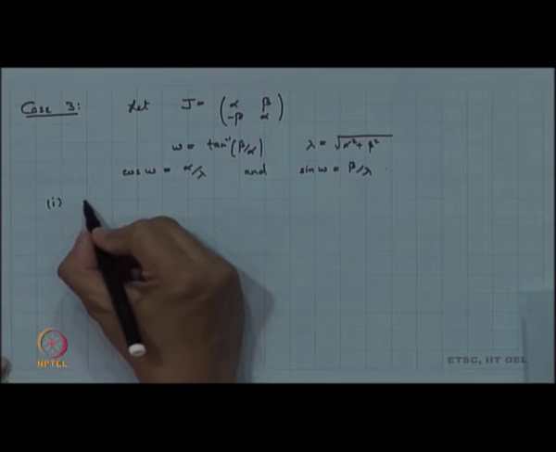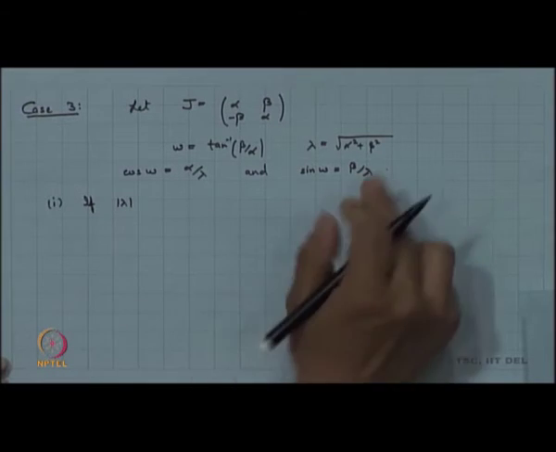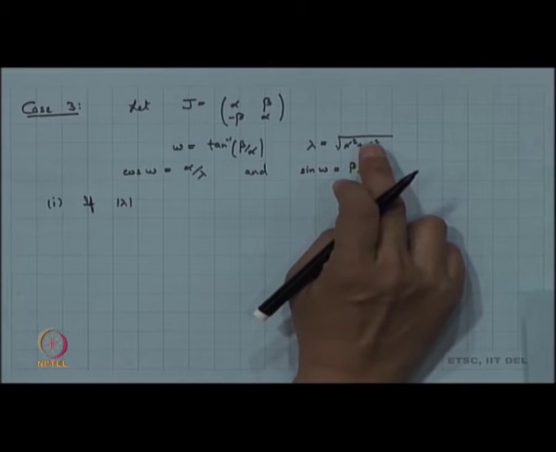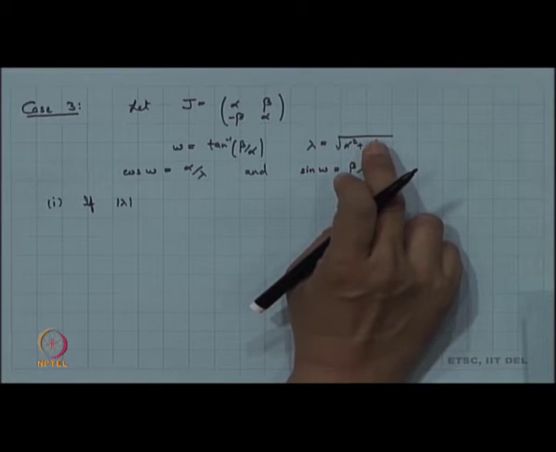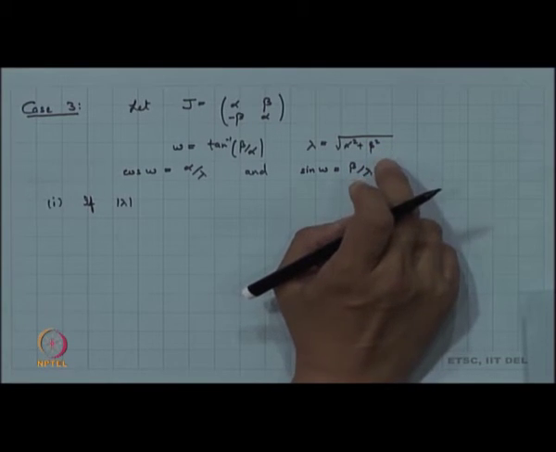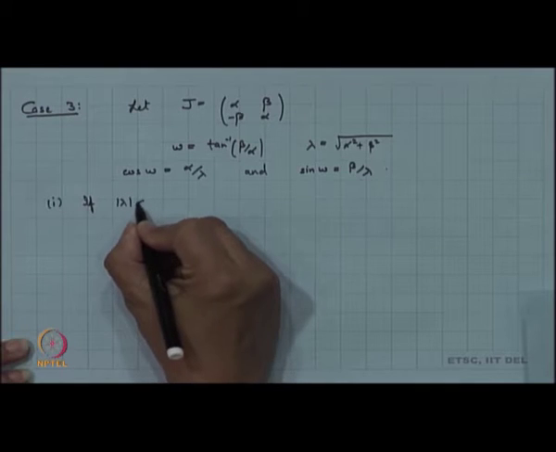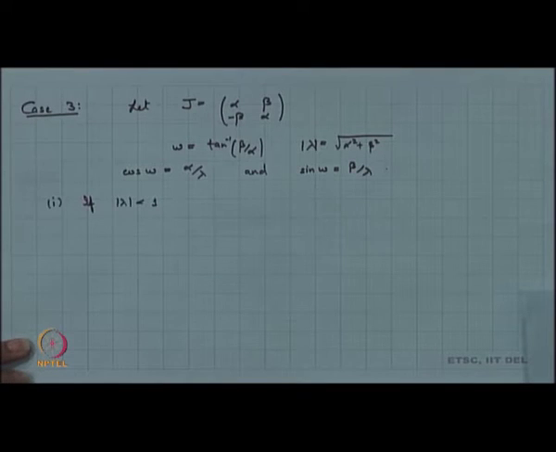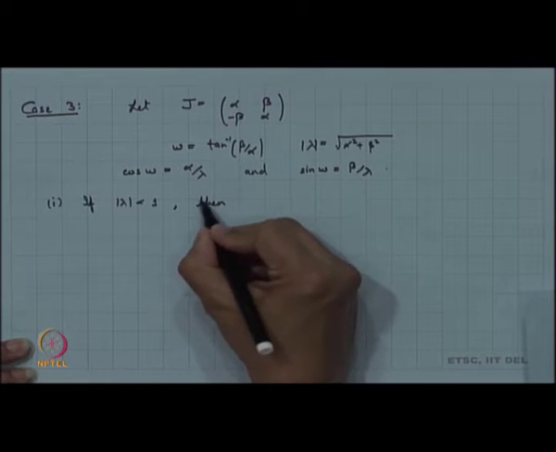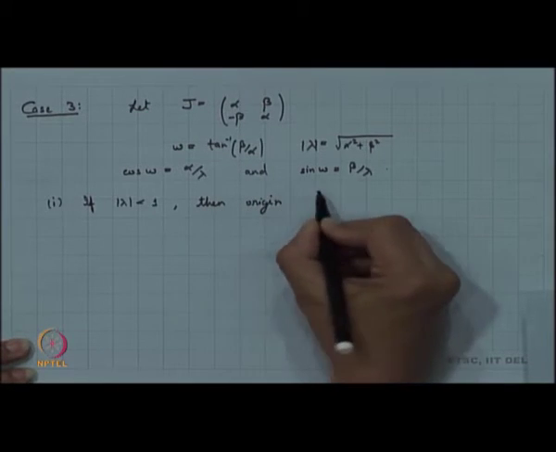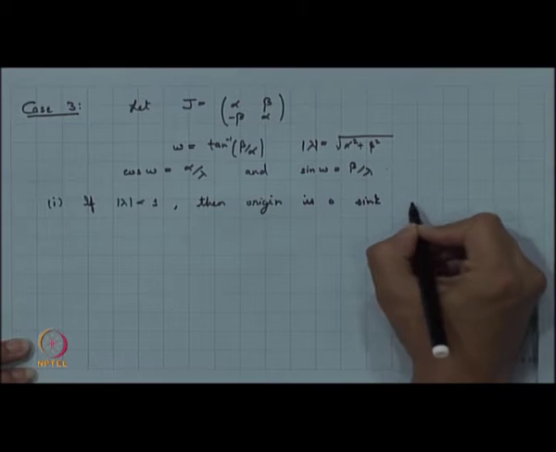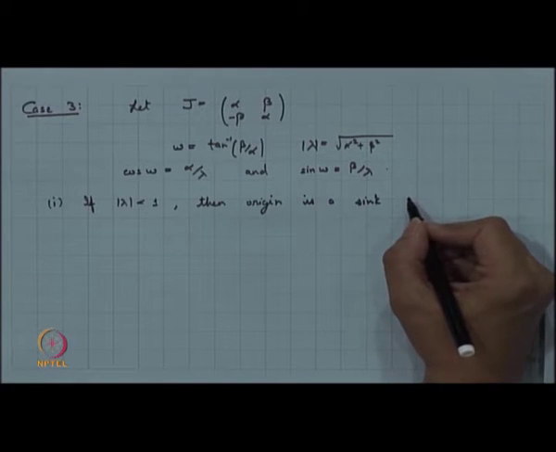So, the first sub case here is if mod of lambda, because we now have this lambda which is basically the modulus of alpha plus of the eigenvalue. So, the eigenvalue is alpha plus beta i, right. So, we are looking into the modulus of the eigenvalue. So, what happens here is, if mod lambda is greater than 1, right. So, basically this is actually my mod lambda. So, my mod lambda is greater than 1, sorry, is less than 1, then the origin is a sink with each orbit spiraling towards it.